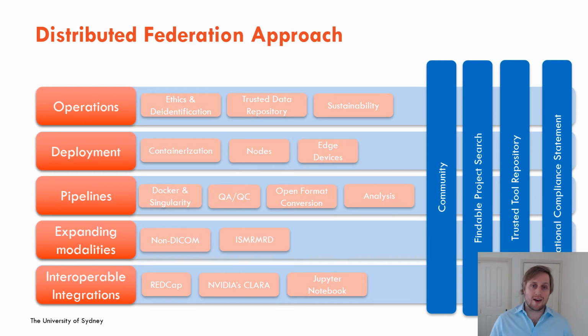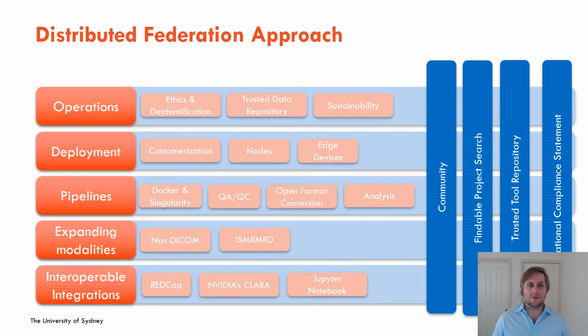We foresee the outcomes of these projects to also result in 4 community pillars. The first is just a community of practice around imaging infrastructure. The second is a findable project search. A lot of the data that we deal with is sensitive and needs to be protected, but that makes it difficult to find. So we will have a front end that houses project level metadata that points to the secure data repositories.